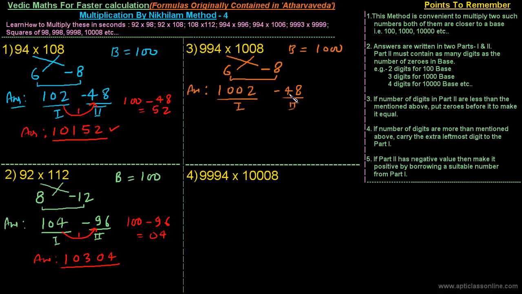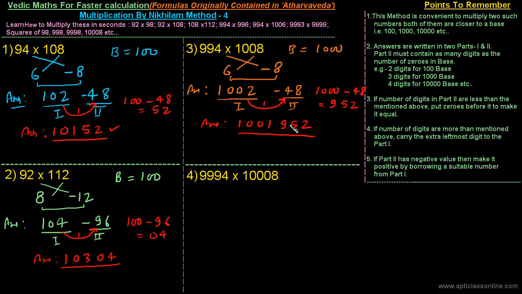But when the second part is negative, we have to make it positive by borrowing a suitable number from part 1. If we borrow 1, since the base here is 1000, if we borrow 1 from the first part, it will become 1000 in the second part. In the previous two examples, when we borrowed 1 from the first part, it became 100 because the base is 100. Since here the base is 1000, when we borrow 1 from part 1, it will become 1000. So when 1000 is added to the second part, that means 1000 minus 48, that will become 952. So the final answer will be 1001, because 1 has been borrowed from 1002, and 952.